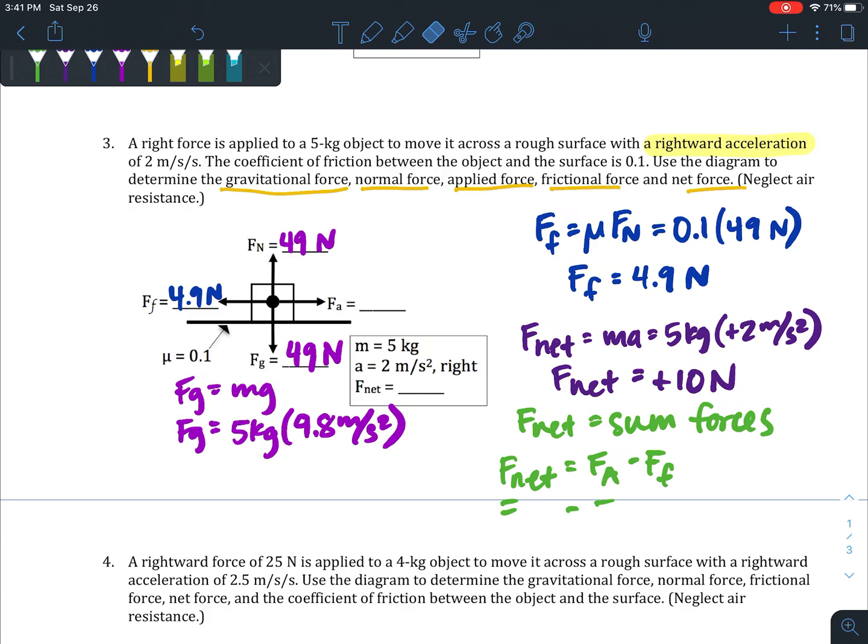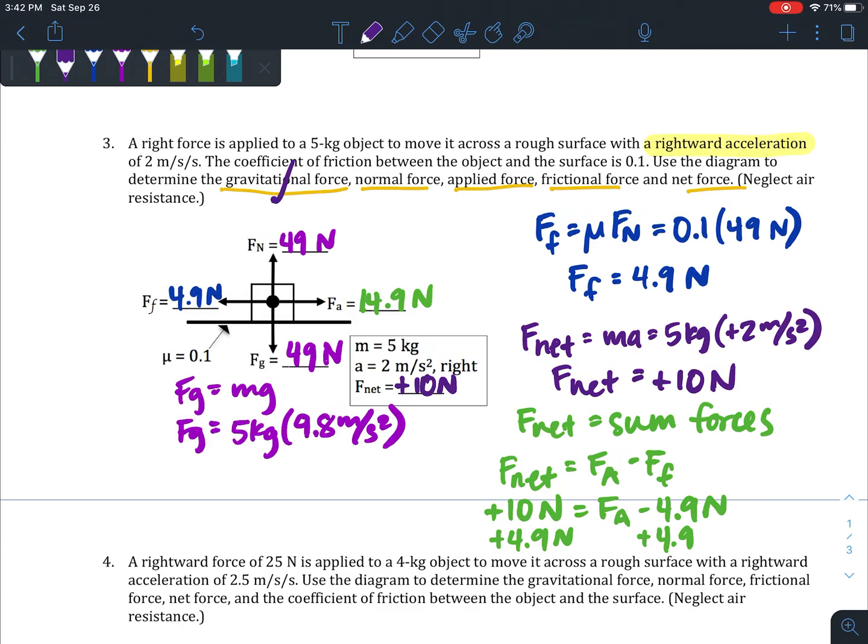Okay, so I don't know my applied force, but I do know that net force was 10 newtons. And then I know that friction was 4.9 newtons. So to solve, I'm going to add 4.9 to both sides. And I get an applied force of positive 14.9 newtons. And I go back and make sure that I answered everything. And I see that I have FG, FN, FA, FF, and net force, so I have answered them all.